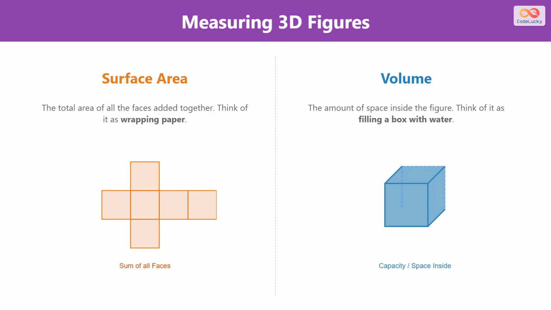When measuring 3D figures, we look at 2 things. Surface area is the total area of the outside, like how much paper you need to wrap a gift. Volume is the amount of space inside, like how much water you need to fill a tank.